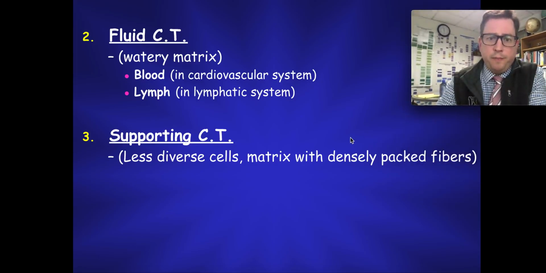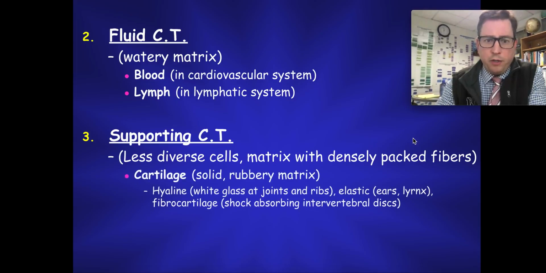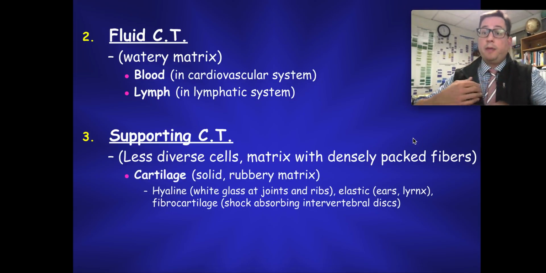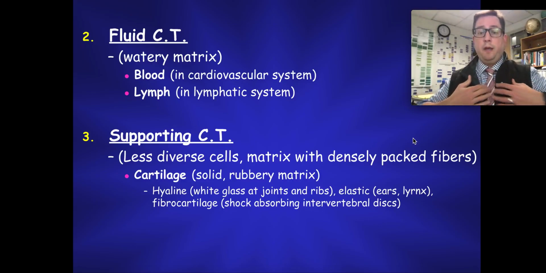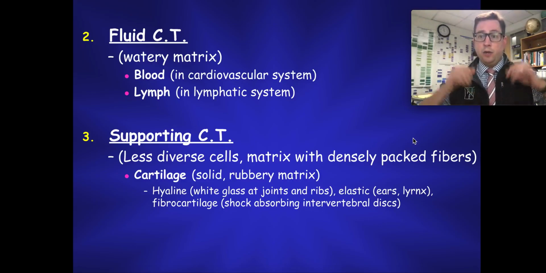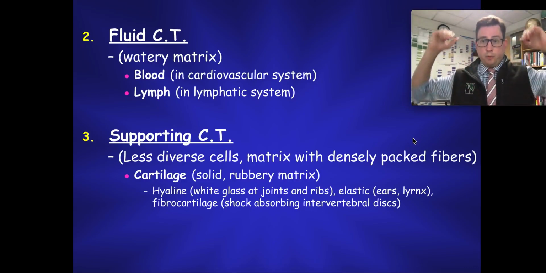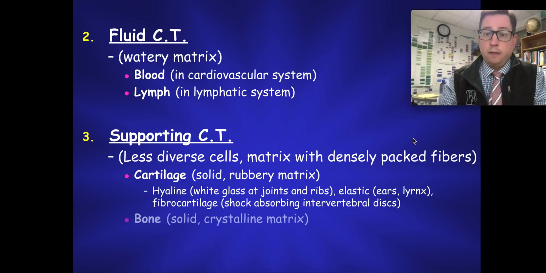Supporting connective tissue has less diverse cells. The matrix has densely packed fibers. So that would be your cartilage, and there are three types of cartilage: hyaline, elastic, and fibrocartilage. Hyaline would be like the tip of your nose. It's also the part that connects your ribs to your sternum. It's like the glass-like substance. Your elastic would be like your ears and your larynx, and then your fibrocartilage is like shock absorbers right down the middle of your back. So you get a sense of that.